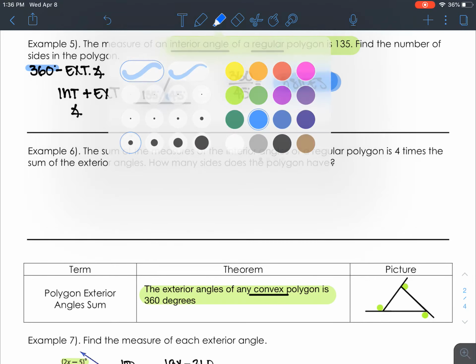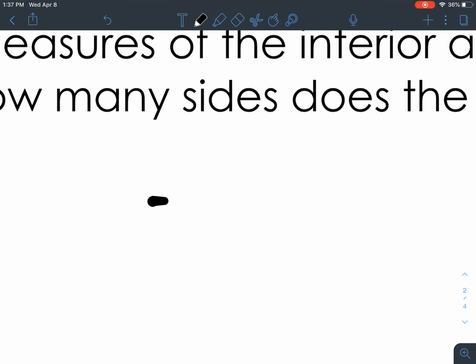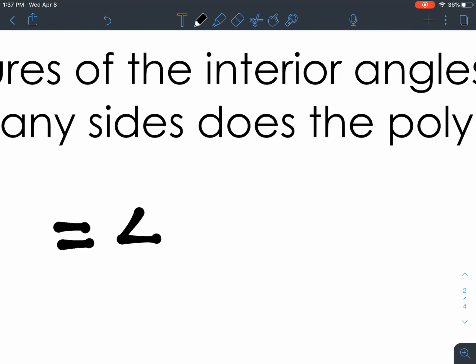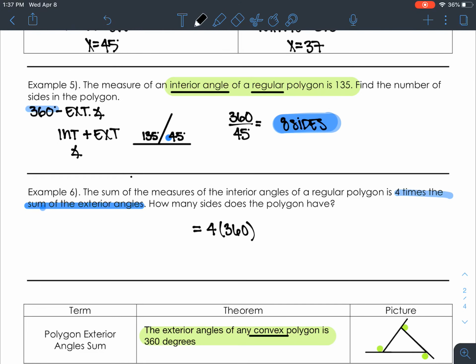So it says that the sum of the measures of the interior angles, and remember "is" in math is going to be equals, 4 times the sum of the exterior angles. So let's dissect this. We know that the sum of the exterior angles of any polygon is 360 degrees, correct? So one side of that equal sign is going to be 4 times 360 degrees.